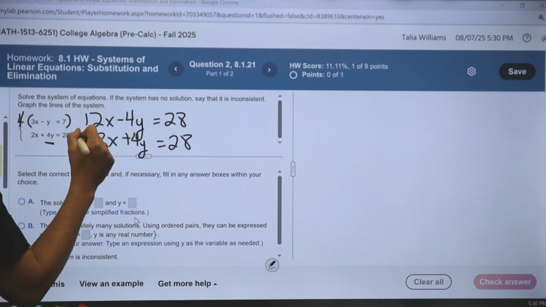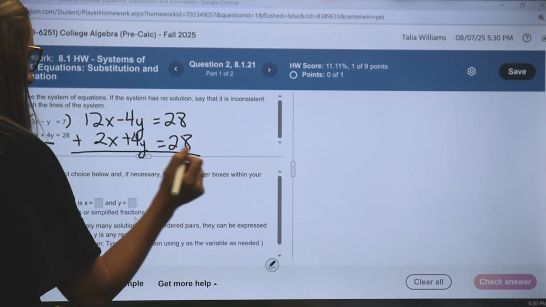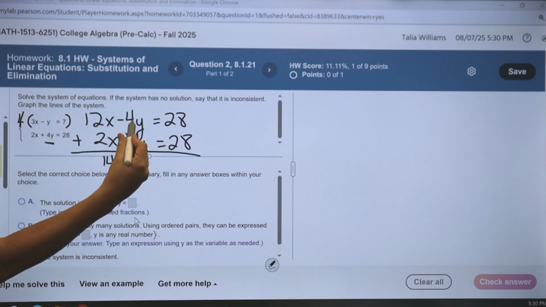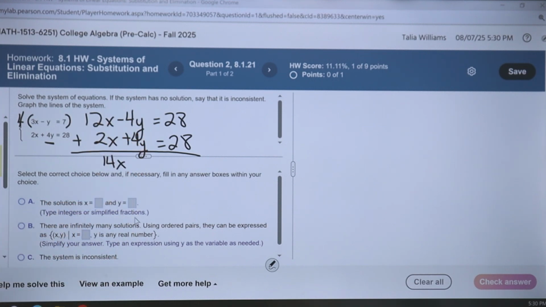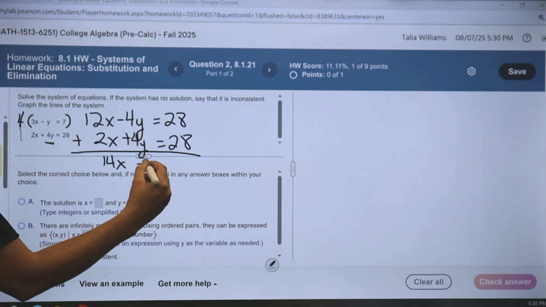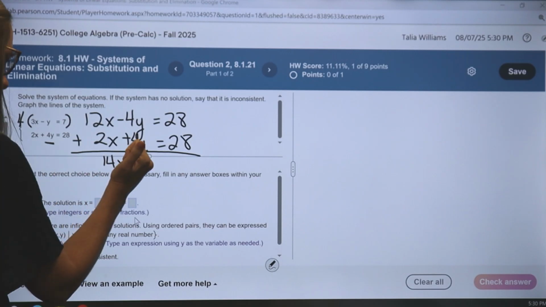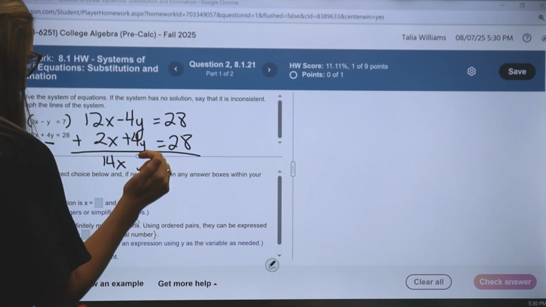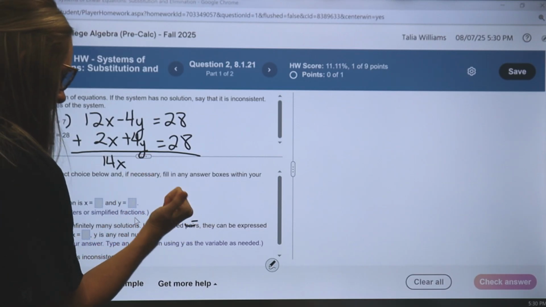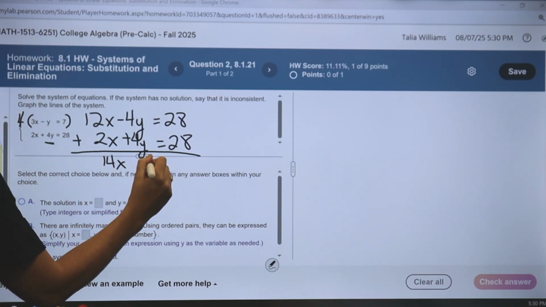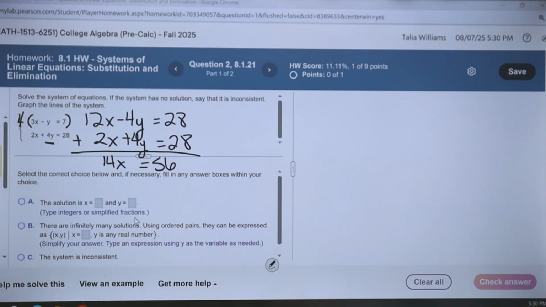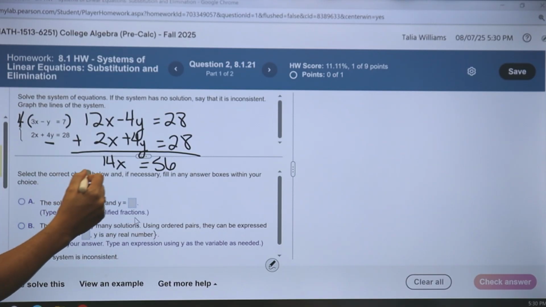So when we use elimination, we're adding the two equations. 12x plus 2x is 14x. Negative 4y plus 4y is 0. That's why we did this. And then 28 plus 28 is going to be 56, I believe. And then divide by 14.